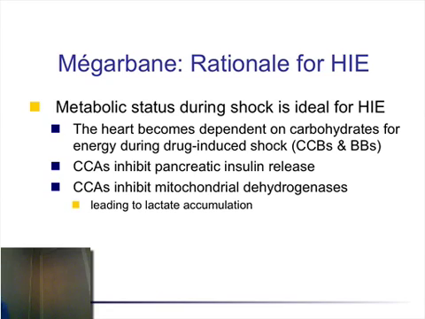Okay, so let's set the stage for high-dose insulin. These drugs, and this is true for both calcium channel blockers and beta blockers, change the heart's energy substrate preference from free fatty acids, which it likes to use during the resting state, to carbohydrate dependence during stress or shock states. And in addition to that, calcium channel antagonists inhibit insulin release. So we have a metabolic state where the heart needs glucose, which the liver provides, but it can't really use it because there's a relative insulin lag. And in addition, calcium channel antagonists also inhibit mitochondrial enzymes that help convert pyruvate to acetoacetate. So instead of making another energy molecule, pyruvate is instead converted to lactate, and lactate accumulates.